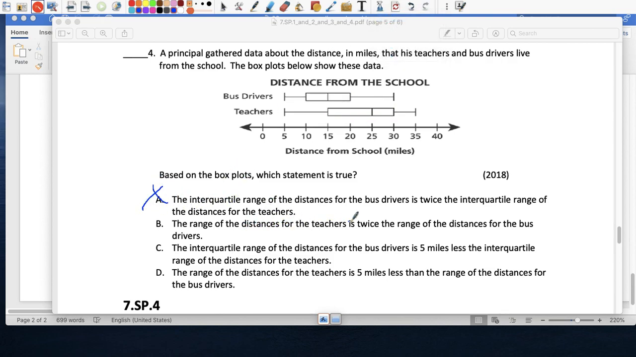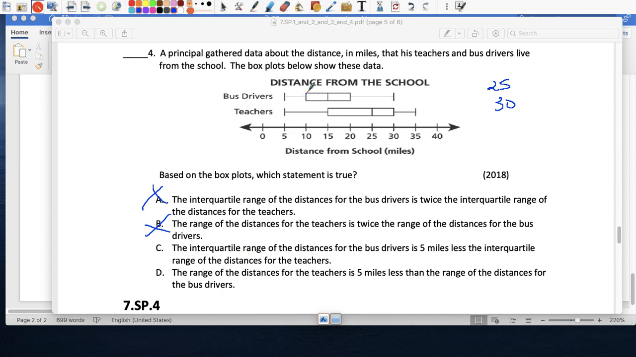The range of the distance for teachers is twice the range of the distance for the bus driver. That's not true. The range for the teachers is 35 minus 5, which is 30. What's the range for the bus drivers? 30 minus 5, which is 25. Is it double? No, it's not. Garbage. The interquartile range of the distance for the bus drivers, this box here, is 5 less than the interquartile range for the distance for the teacher.